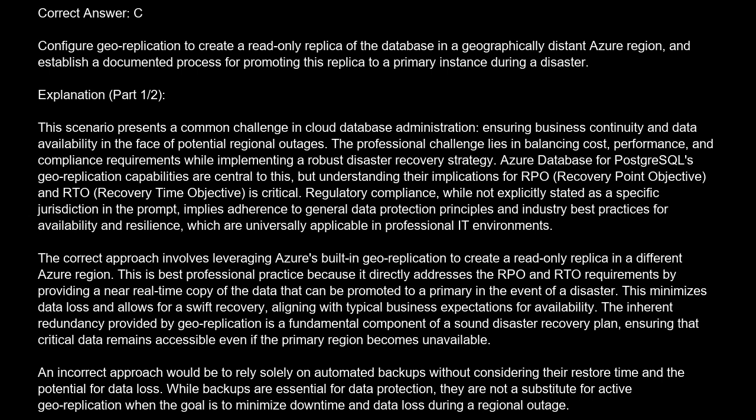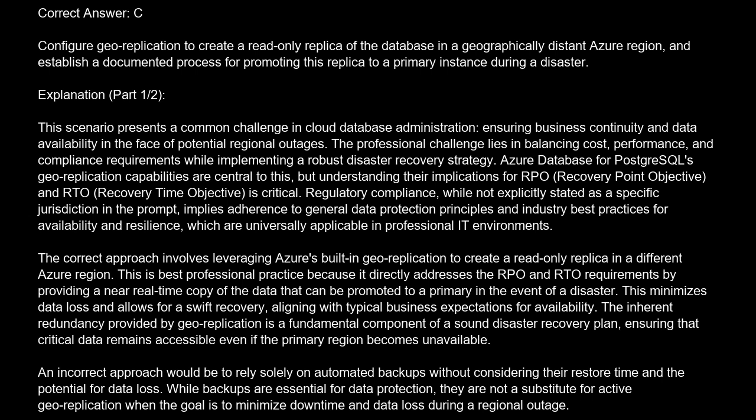The correct approach involves leveraging Azure's built-in georeplication to create a read-only replica in a different Azure region. This is best professional practice because it directly addresses the RPO and RTO requirements by providing a near real-time copy of the data that can be promoted to a primary in the event of a disaster. This minimizes data loss and allows for a swift recovery, aligning with typical business expectations for availability. The inherent redundancy provided by georeplication is a fundamental component of a sound disaster recovery plan, ensuring that critical data remains accessible even if the primary region becomes unavailable.